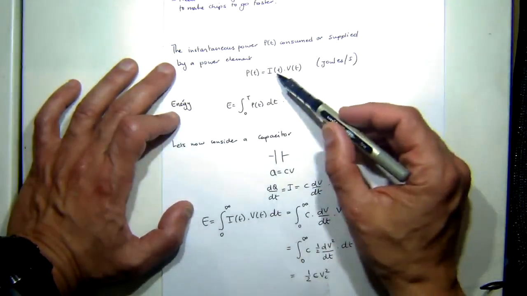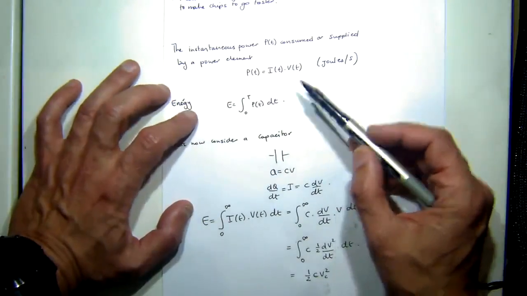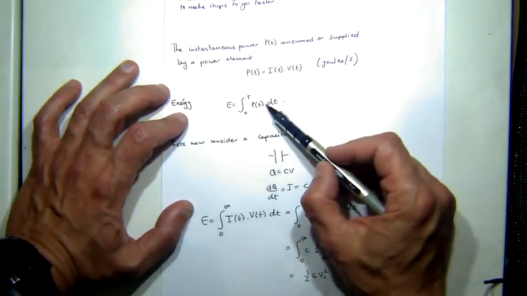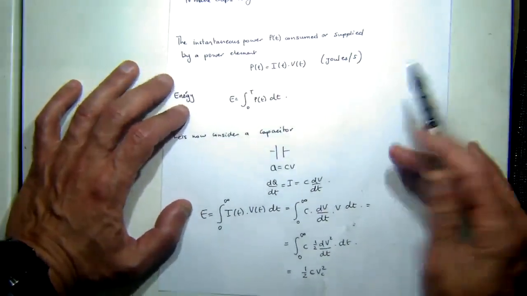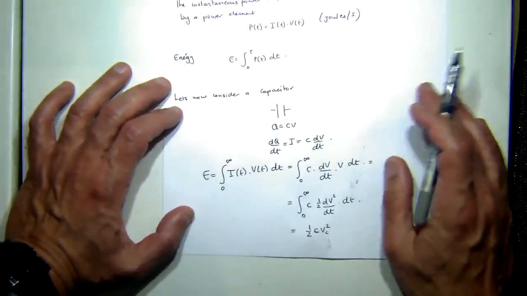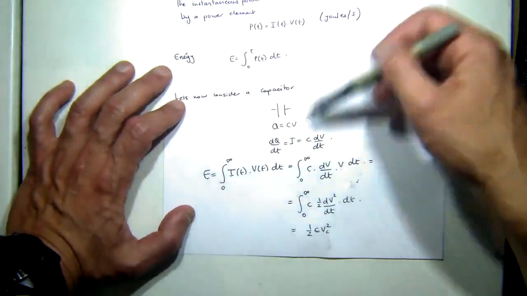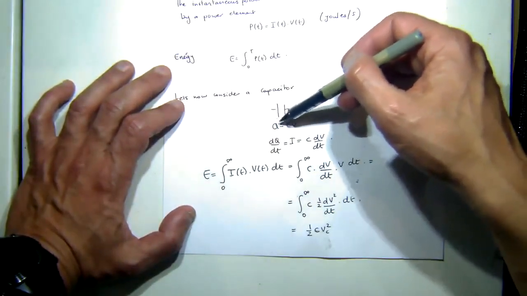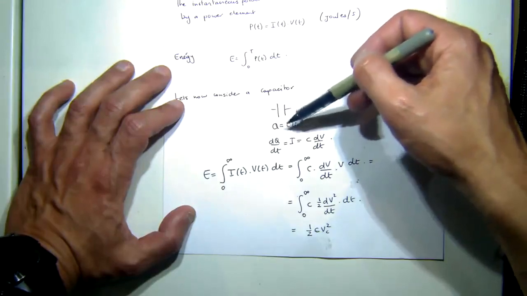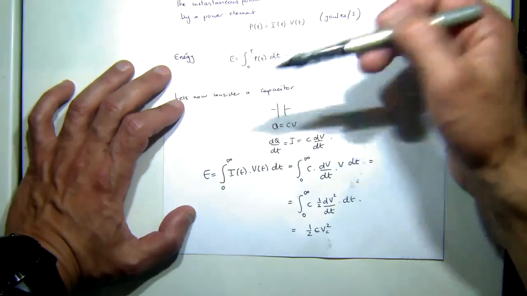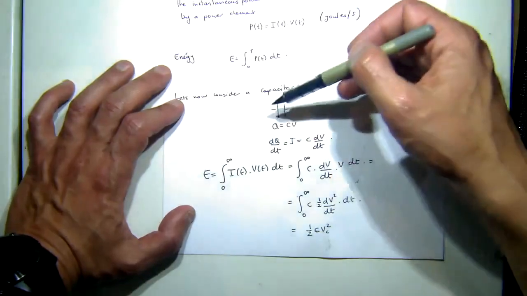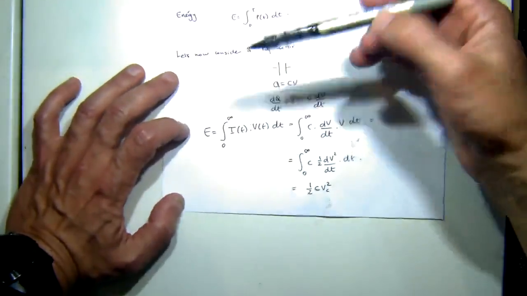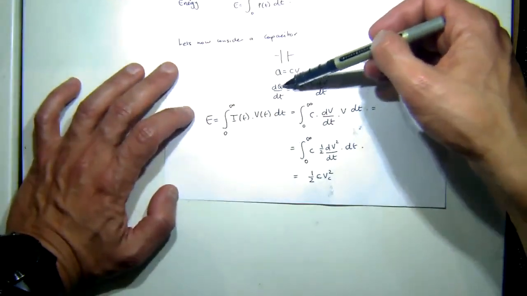So we know that power is current times voltage, and that's essentially power is joules per second. And if we integrate the joules per second over time, we actually get energy, which is joules. Now, you've all seen a capacitor, right? And you know that the voltage across this capacitor is related to the charge through this constant called C, which is the capacitance.